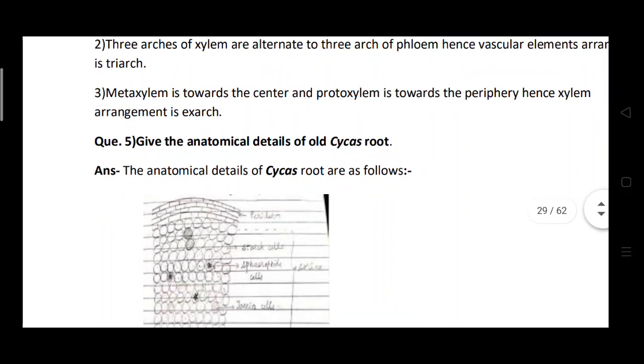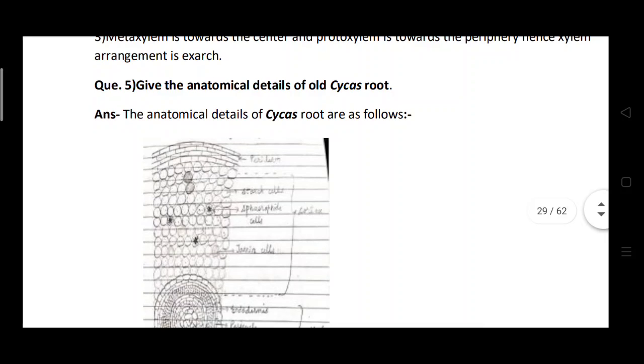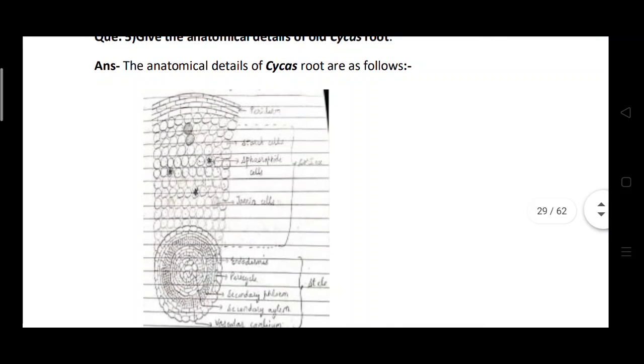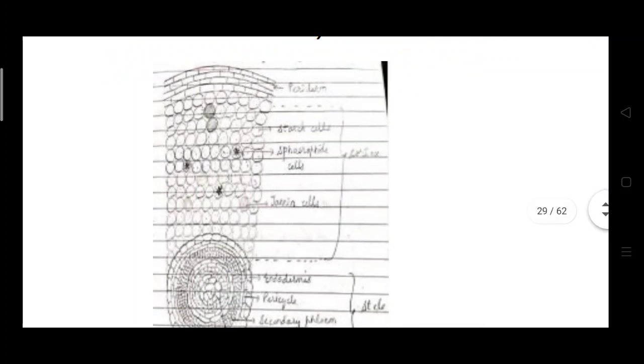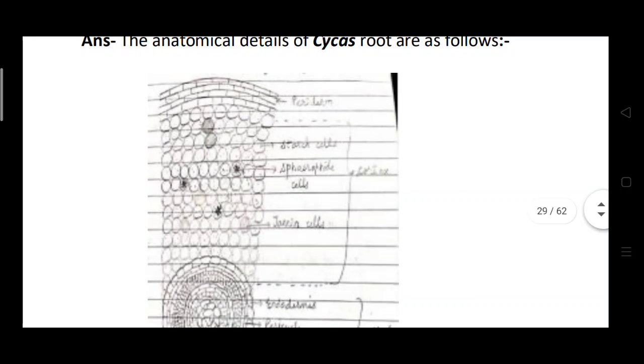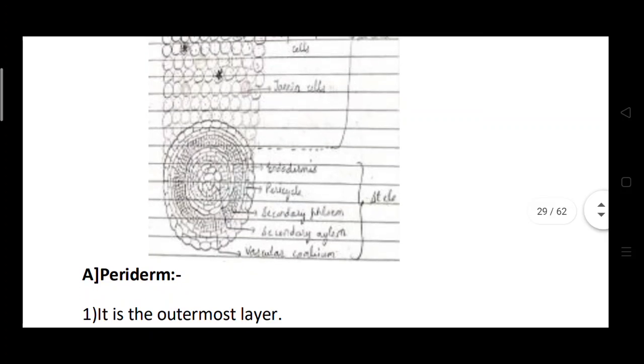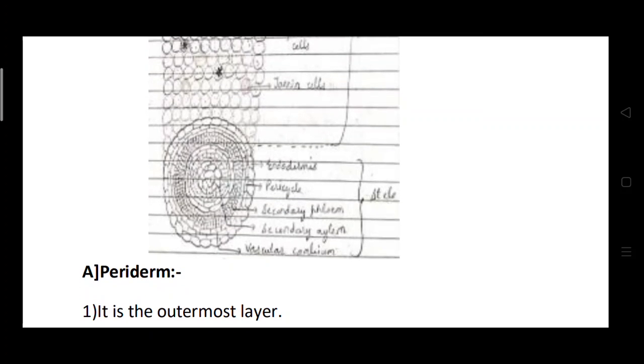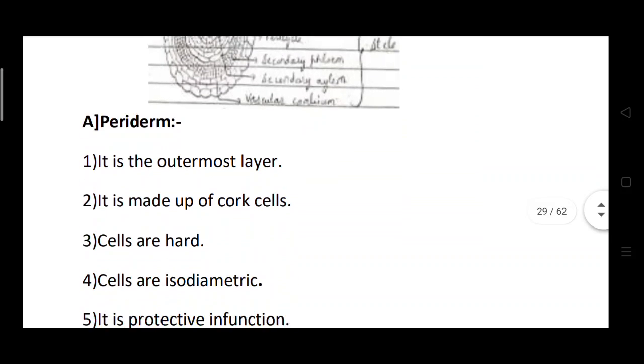Then next is about the old Cycas root. In that old Cycas root, the outer layer is the periderm. Then in the cortex region, there are some starch cells, sphaerophyte cells, and tannin cells. In the stele, there are the endodermis and pericycle. But here is the development of secondary phloem, secondary xylem, and vascular cambium.